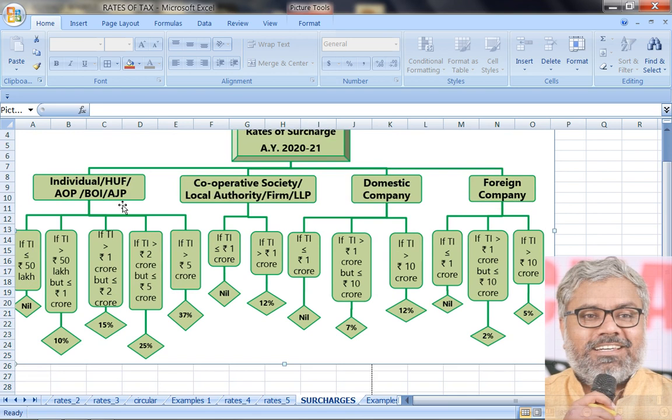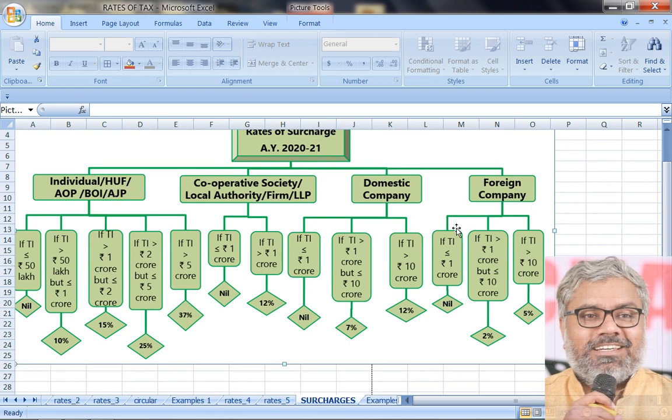So these are the surcharge rates applicable for different types of SSCs and different types of incomes that those SSCs have. For individual, HUF, etc., the surcharge rates are nil, 10%, 15%, 25% and 37% depending upon the range of income. For firm, LLP, two rates only, either nil or 12%. For domestic company, three possibilities, either nil or 7% or 12%. For foreign company also three possibilities, either nil or 2% or 5%.